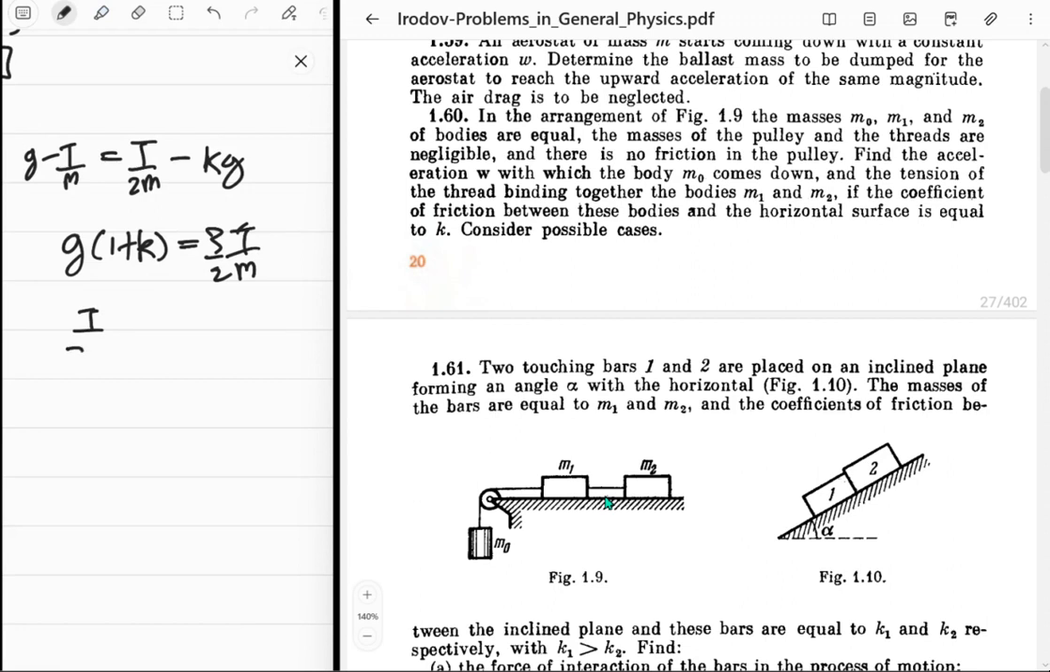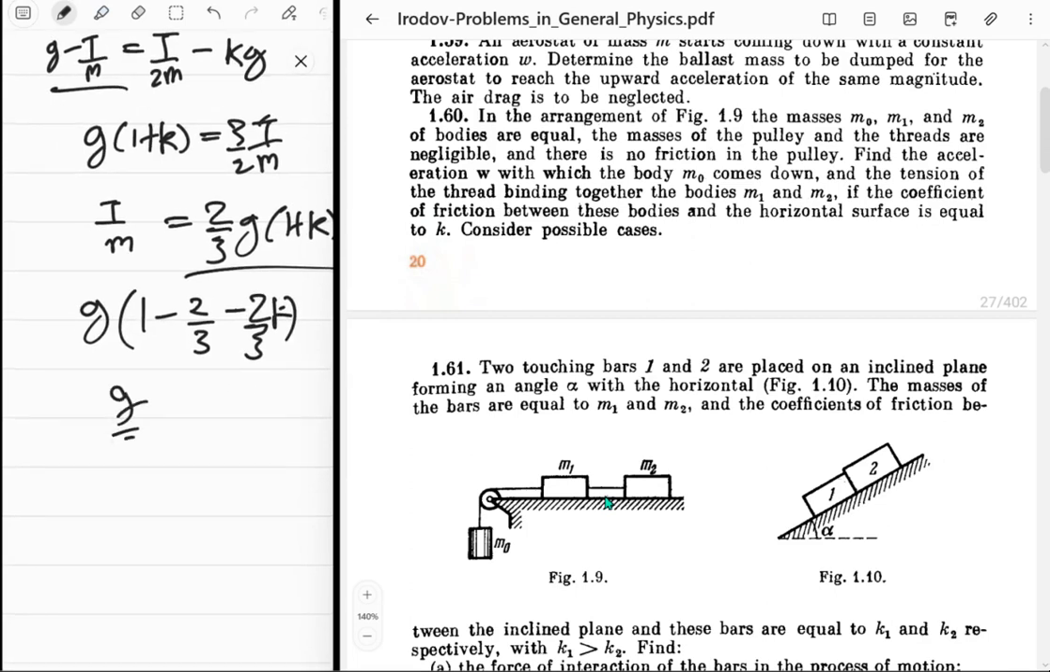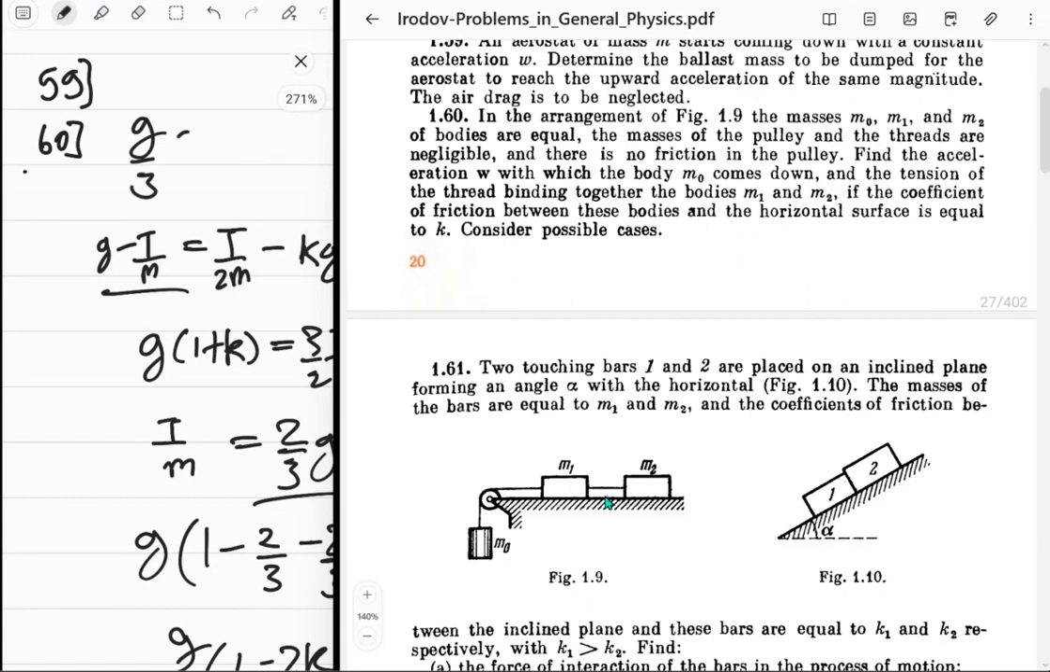So like t upon 2m, or just say t upon m, that's equal to 2/3 g into 1 plus k. So this thing, put that in there. So just g minus that. So g into 1 minus 2/3 minus 2/3 k. So it's going to be g upon 3 into 1 minus 2k. There we go. Done. G upon 3, 1 minus 2k.